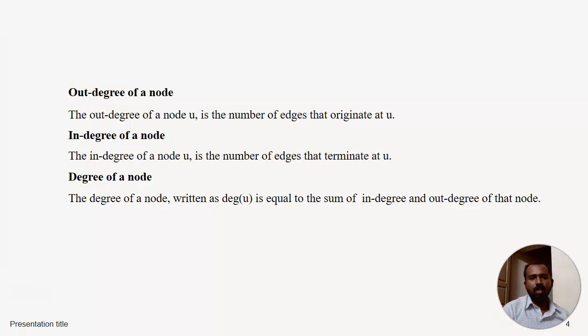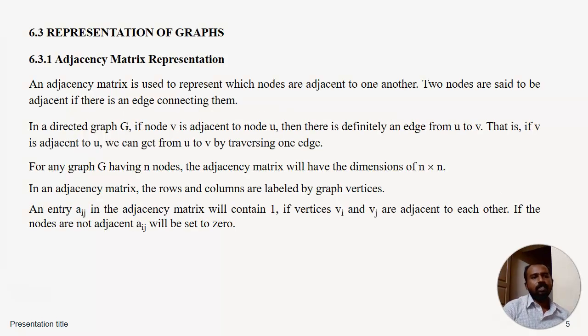Next we see about out degree of a node, in degree of a node, and degree of a node. What is meant by out degree of a node? The out degree of node U is the number of edges that originate at U. Next one, in degree of a node. The in degree of node U is the number of edges that terminate at U. Next one, degree of a node. The degree of a node, written as degree U, is equal to the sum of in degree and out degree of that node. Next we see about representation of graphs.